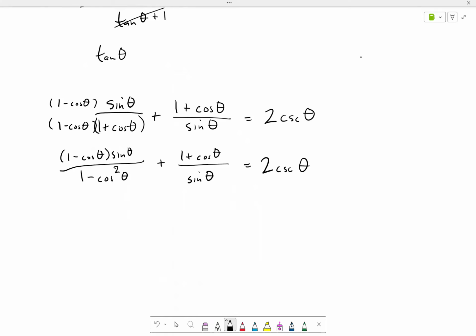What are we trying to do? Oh, basically that. Does this look familiar with 1 minus cosine squared? Have you seen that before? Yeah. Good. Keep on going.